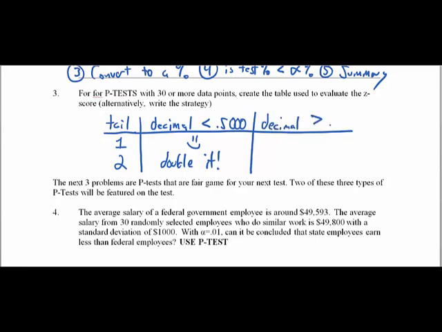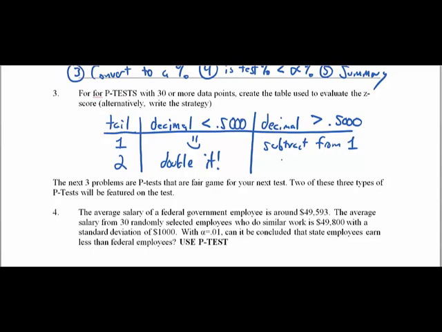So if the decimal is greater than 0.5, what you're then going to do is subtract from 1. That's another way of saying if your percent is closer to 100%, you're going to take the complement of it, so 1 minus the decimal.